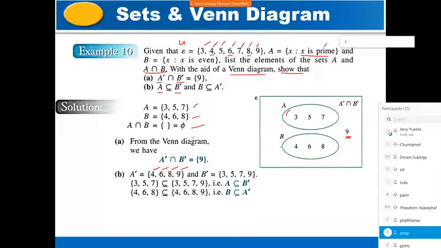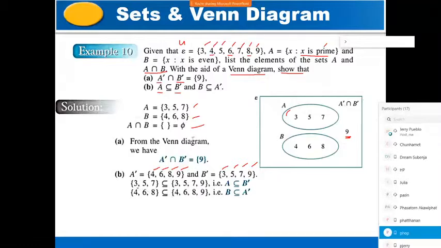And what is outside of B? You have 3, 5, 7, and 9. Okay? And then we compare now. What is the question here? Is A a subset of B complement?